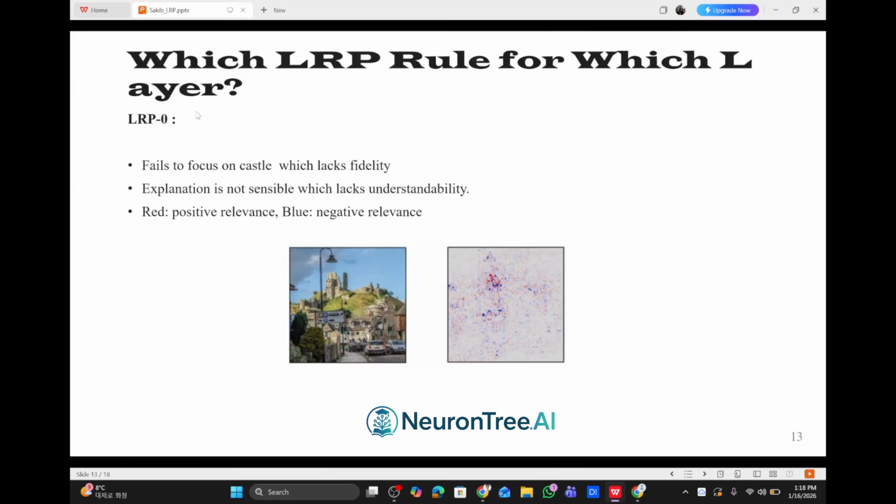So for the LRP zero rule, if we see an example here, the main objective is the castle. Remember, the main objective is the castle. But this rule fails on the castle part. We don't know what is here because there are many dense representations. So it clearly lacks fidelity because the model couldn't correctly classify the castle here. Also, the explanation is not sensible. We cannot understand whether there is a castle or not. So it lacks understandability. However, this positive relevance is represented by the red color, and the negative relevance is represented by the blue one.